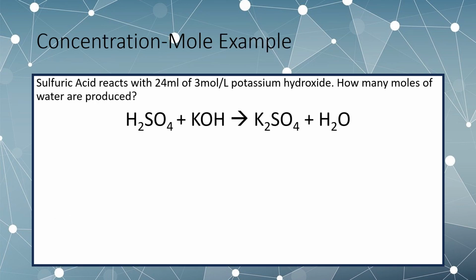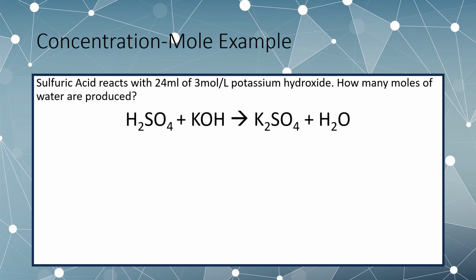Okay, in this example, we have sulfuric acid reacting with 24 mL of 3 moles per litre potassium hydroxide. How many moles of water are produced? Again, you'd be expected to predict this using your acid laws, but in this case, I'll provide the equation.